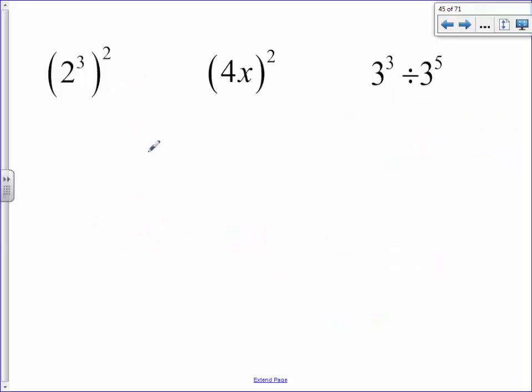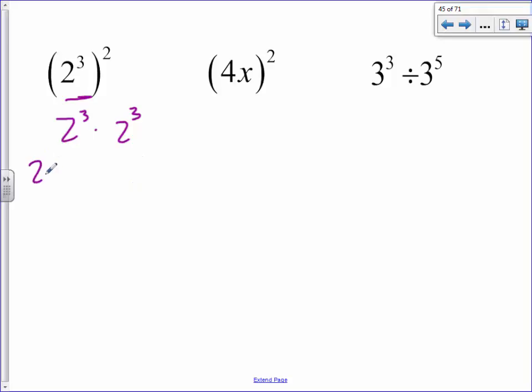Let's have some more examples. 2 to the 3, to the power of 2. It helps if you have your rules memorized. But let's say that just for some reason you forgot all your rules. What does the power of 2 right here mean? Well, it means that you have it twice. What do you have twice? You have that thing twice. 2 to the 3, we need it twice. We have 2 of them times by each other.